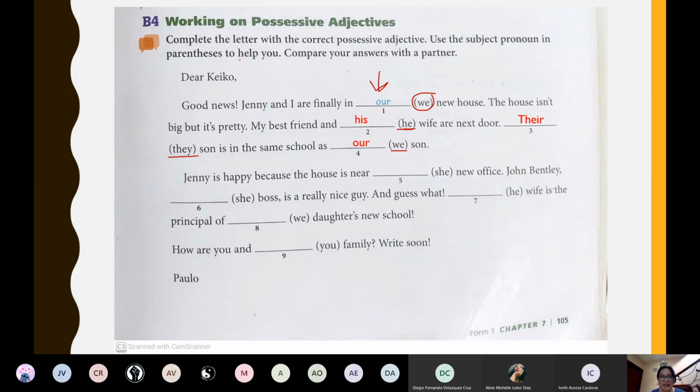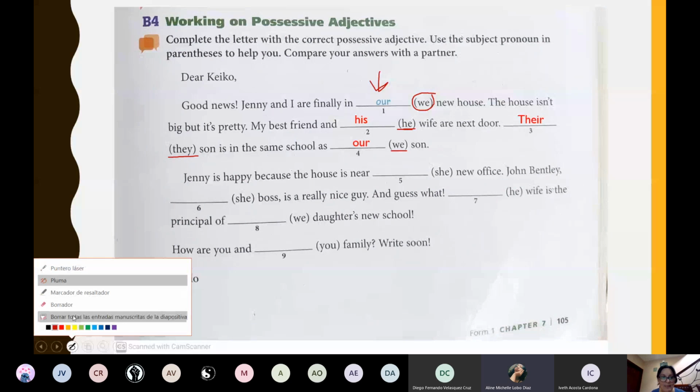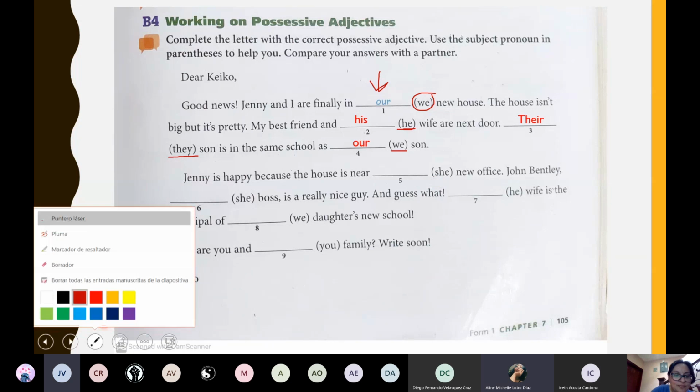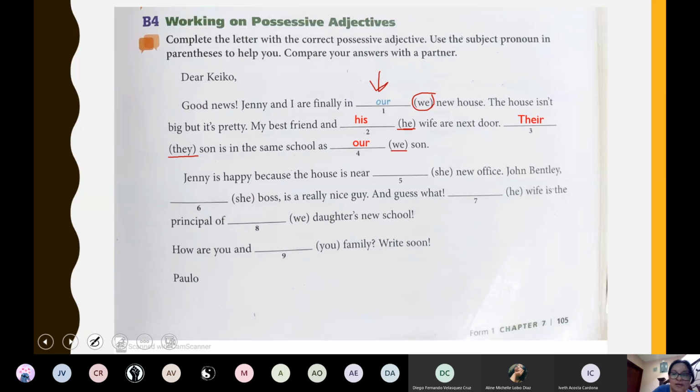Jenny, I am reading here, is happy because the house is near she office. Near what? What is the possessive adjective for she? Her. Near her office. Excellent. Near her new office. John Bentley, she boss. What is the possessive adjective for she?